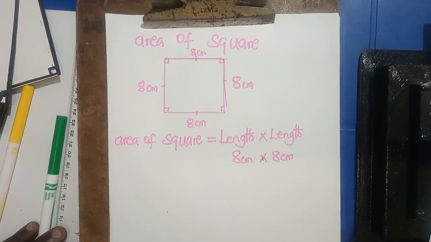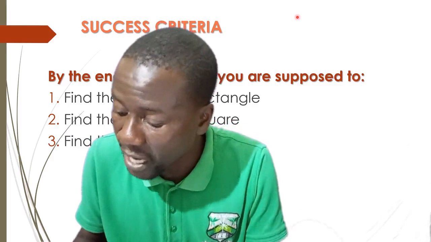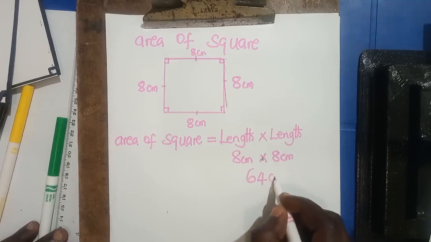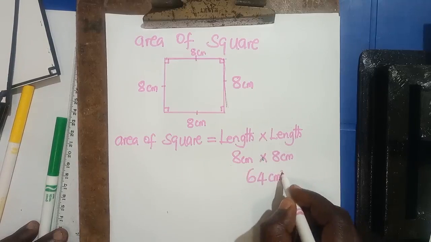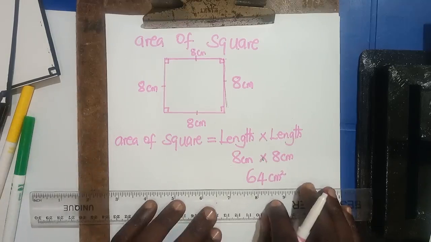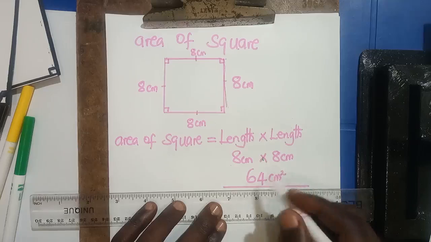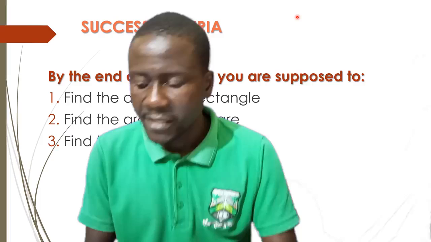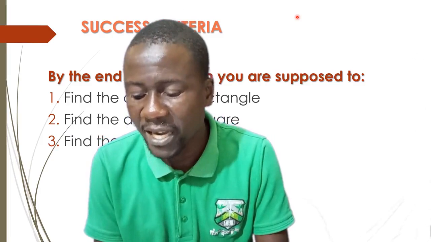We have 8 times 8. In your case, I understand you have also found the same answer as I have done here. 8 times 8, I have 64 centimeters. Remember, this is the area and I am supposed to put a symbol to show square on top. As the answer, I'm supposed to underline. I underline the answer. Yeah, so that is the way I can teach you how to calculate the area of a square.